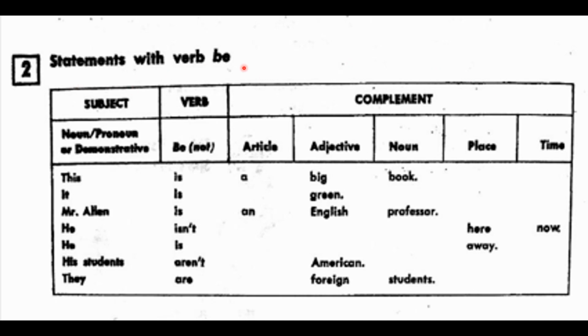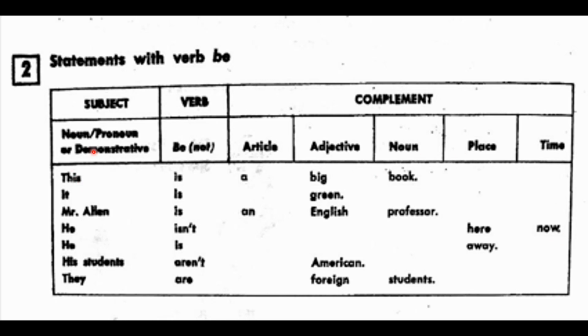Statements with verb be. A statement could be affirmative and could be negative. What do we mean by verb be? Verb be is here: is, isn't, are, aren't. Is and are the affirmative case of verb be. Isn't and aren't are the negative ones. Look at the word order, how these sentences are constructed.